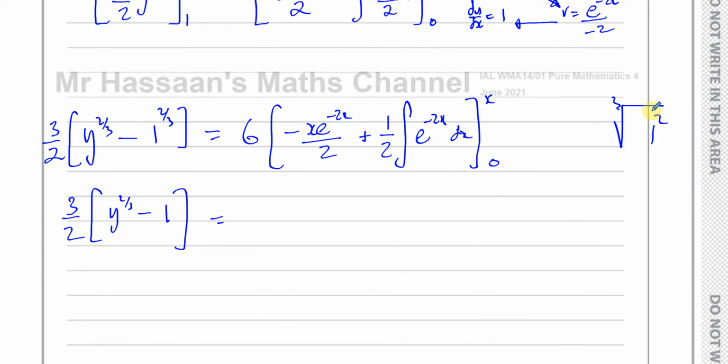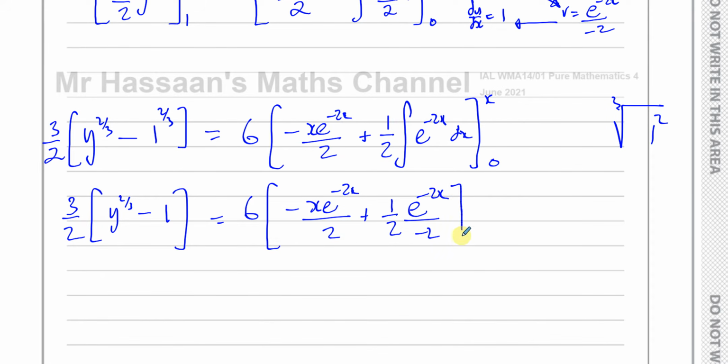Okay, so it's going to give you 1 anyway. And here you've got 6, and you've got your minus x e to the power of minus 2x over 2, and here you're going to have plus a half. Now I can integrate this. When I integrate this, it's going to give me e to the power of minus 2x divided by minus 2 again. You just keep it the same, then you divide by the differential of what's inside the function, and that is the limits x and 0.